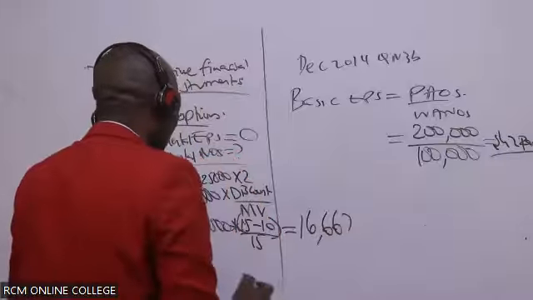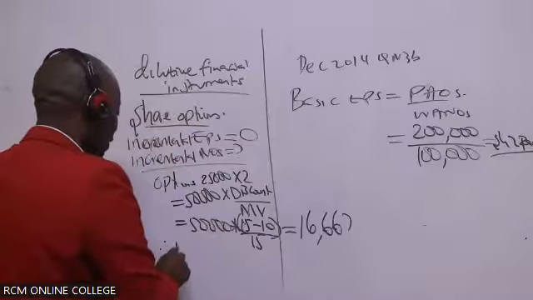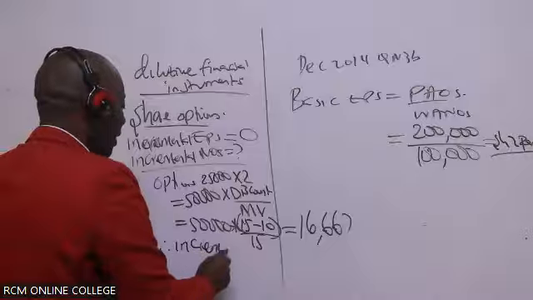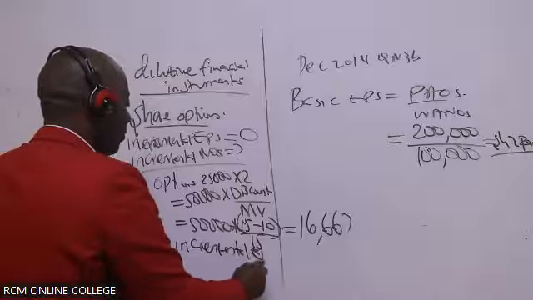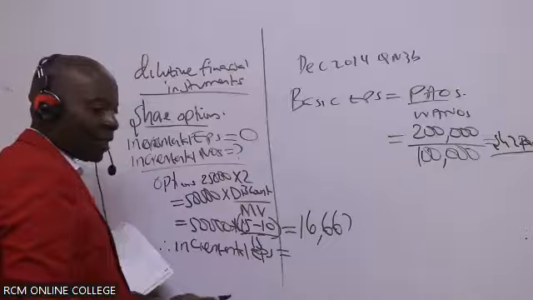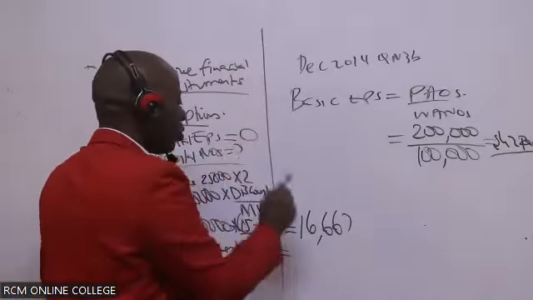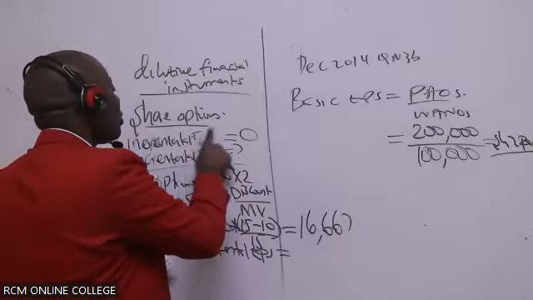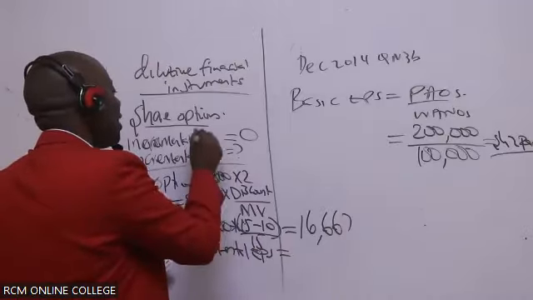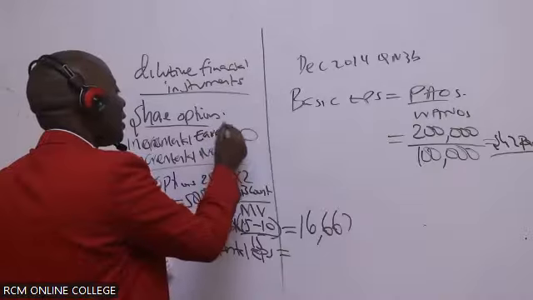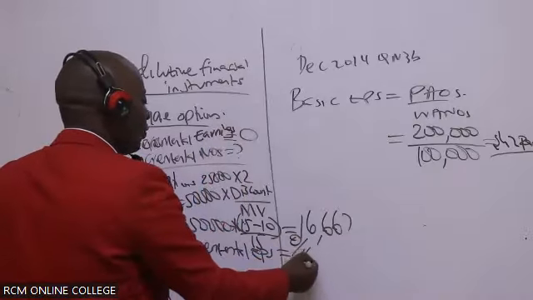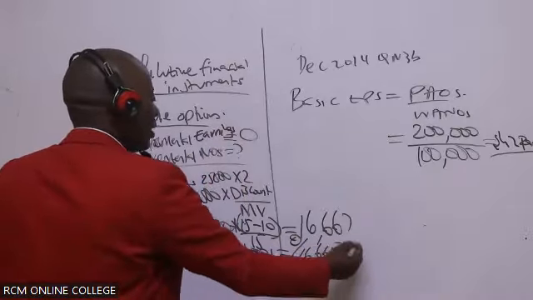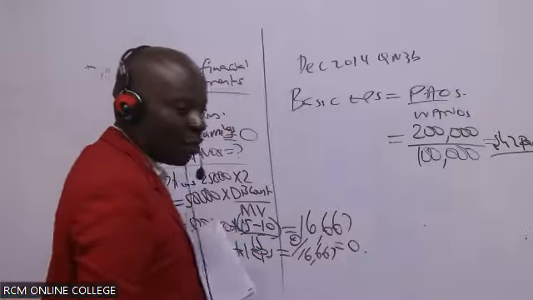16,667. And therefore the incremental EPS will be the earnings over... I should not have said incremental EPS. This should have been incremental earnings. I'm sorry. So it will be incremental earnings of 0 over 16,667, which will end up giving us 0.